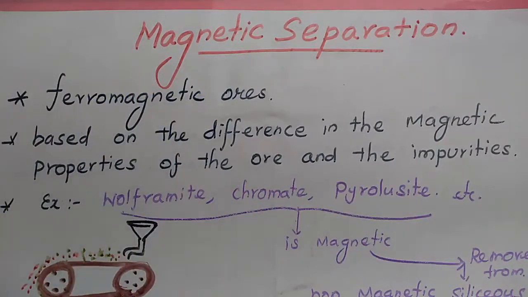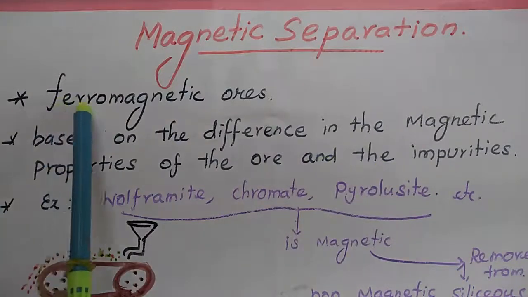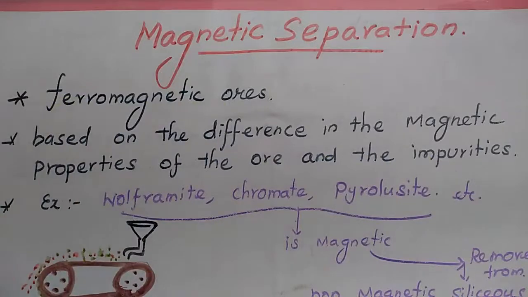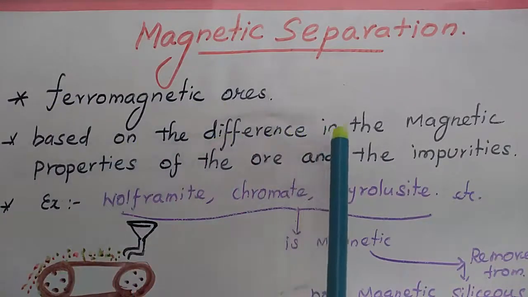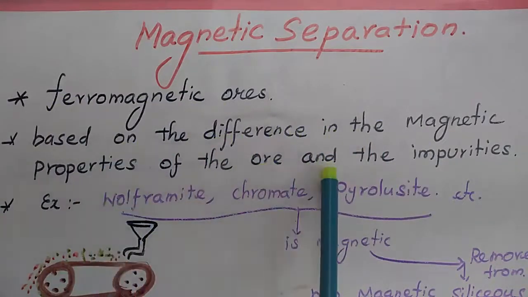This method is based on the difference in the magnetic properties of the ore and the impurities. Listen, this method is applicable only to ferromagnetic ores, based on the difference in the magnetic properties of the ore and the impurities.